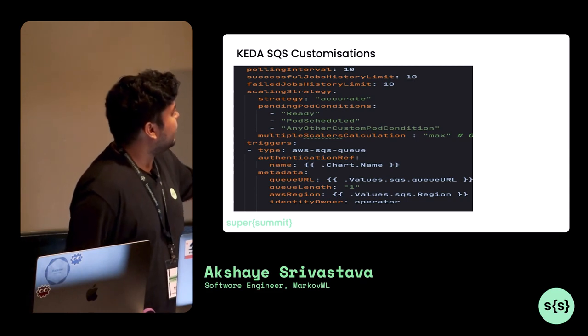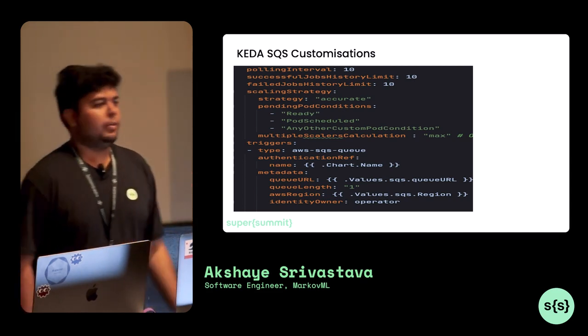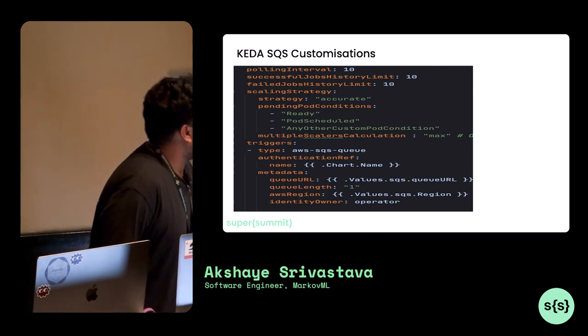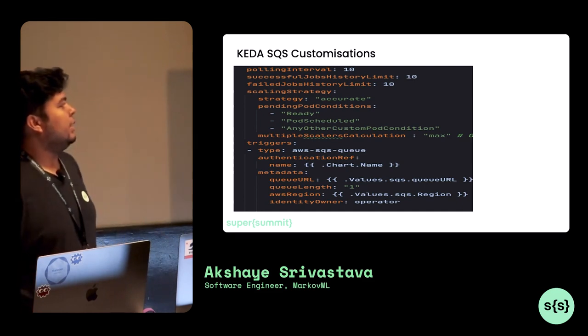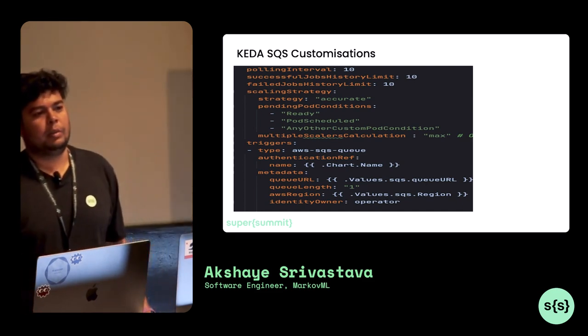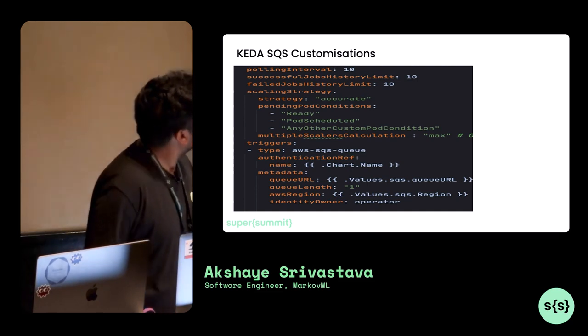Then the trigger. Trigger is a part. For us, it is AWS SQS. For others, it could be a MySQL database or Grafana queries or blob storage or anything. So here in the metadata, you just add a queue URL. Queue length equal to 1 says this is the minimum length at which I want my Keda operator to be working.